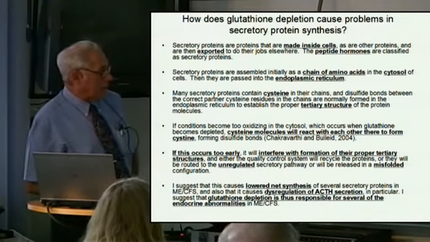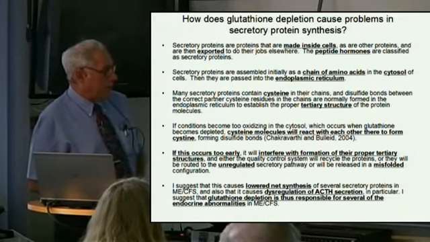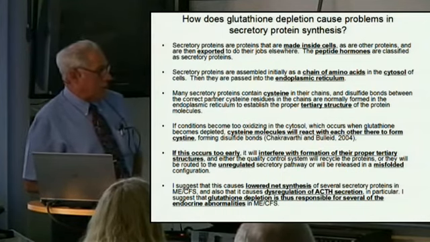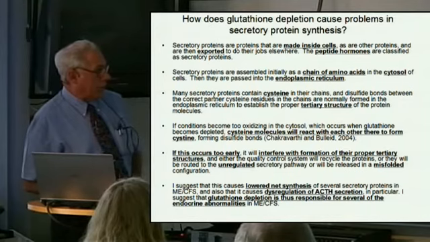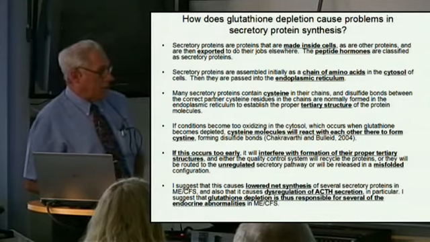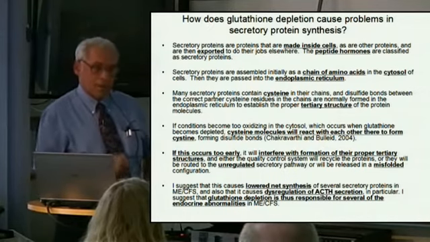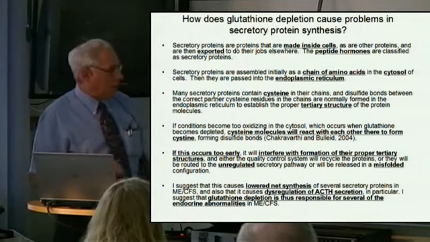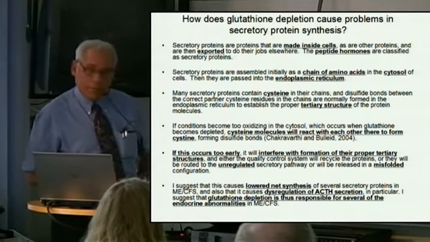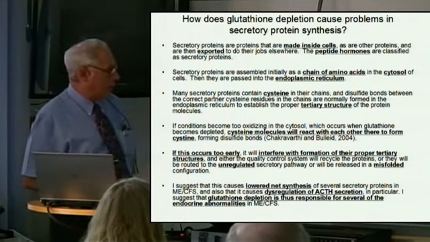And in the case of ACTH, for example, it causes the molecule to go to the unregulated secretory pathway. And then some of them are also released in a misfolded shape so that when they go to the receptor it doesn't recognize them. So it causes a lot of problems with this category of proteins.